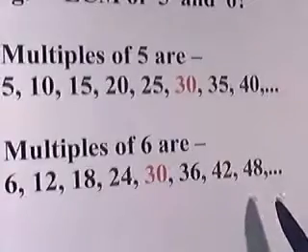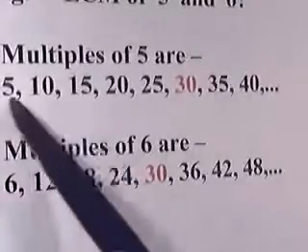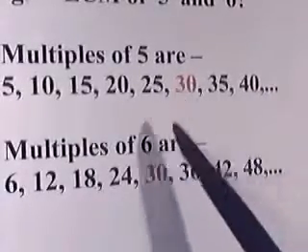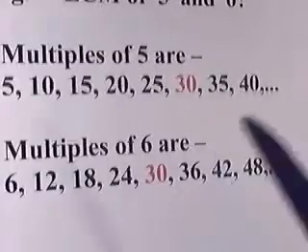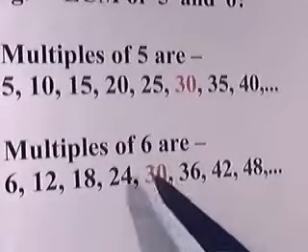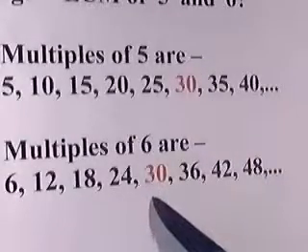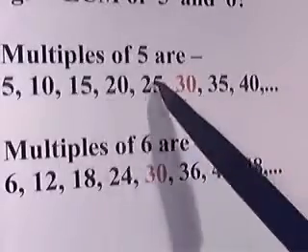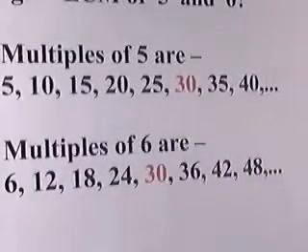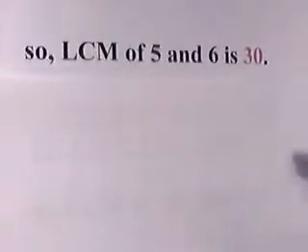Then what you need to do is to compare the two lists, that one and that one, and look for the multiple which is the smallest, or the lowest multiple, which is common to both lists. And clearly this red 30 is the lowest common multiple of 5 and 6. There are no other multiples which are common to both lists smaller than this. So we say that the lowest common multiple of 5 and 6 is 30.